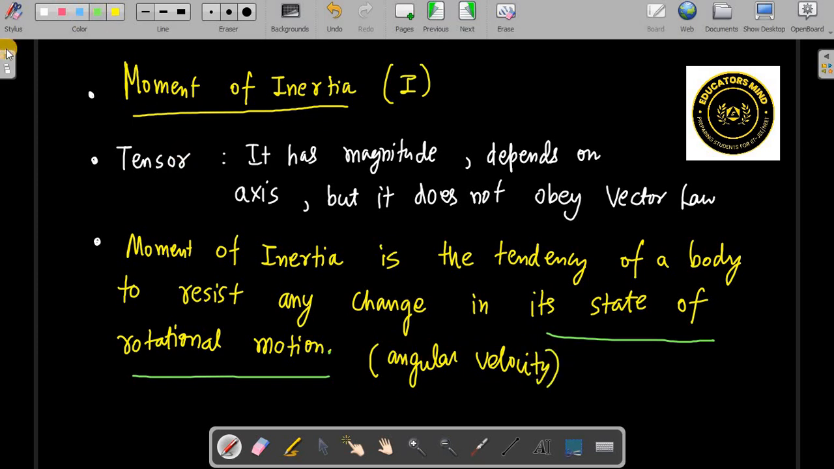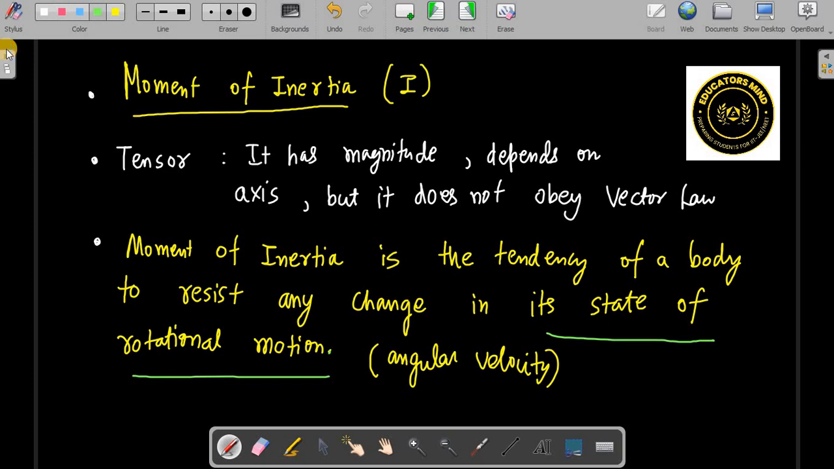Okay, so that's what moment of inertia is. If your body has a very large moment of inertia, that means it's difficult to change its angular velocity. Or if you want to change angular velocity, you have to apply a lot of torque. That we'll see. So that's the concept of moment of inertia.